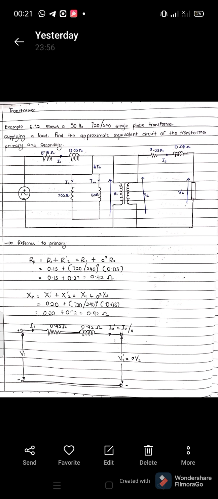So Rp equals R1 plus R2 referred to primary, which is R1 plus A squared R2. Put the values: 0.15 plus the value of A, 720 over 240 in brackets squared, multiplied by 0.03, equals 0.15 plus 0.27, equals 0.42 ohm.